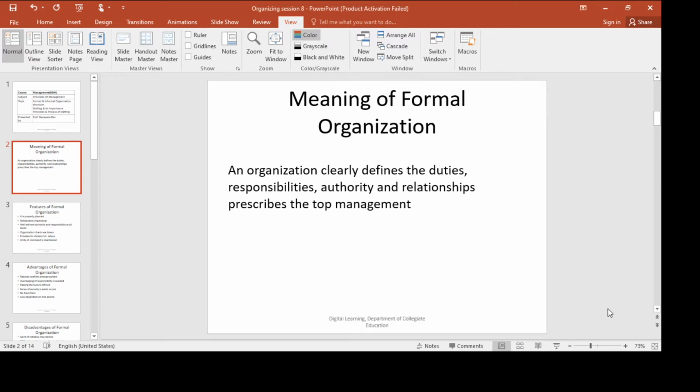Formal organization structure is an organization that clearly defines the duties, responsibilities, authority and relationships, which are prescribed by the top management. The formal organization represents the classification of activities within the enterprise, which indicates who is reporting to whom and explains the vertical line of communication in which the chief executive will be connecting to the ordinary workers. In other words, I can say it is an organization structure which clearly defines the duties, responsibilities and relationships prescribed by the management. This is what the formal organization structure says.